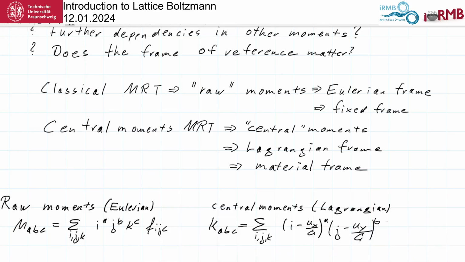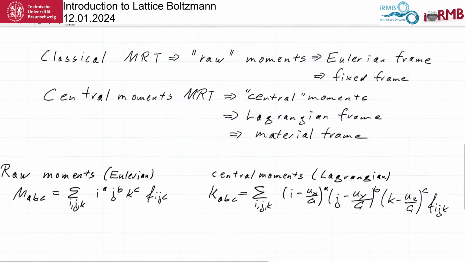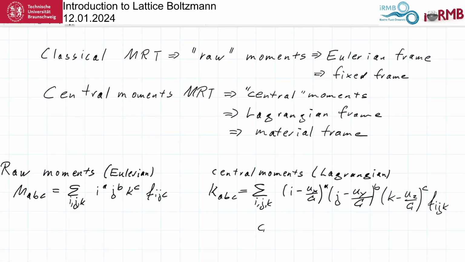this multiplied by k minus u_z divided by c to the power of c. So now this c is the c index here, and this times f_ijk, and this c with the serifs, this is the lattice velocity, delta x by delta t, of course.